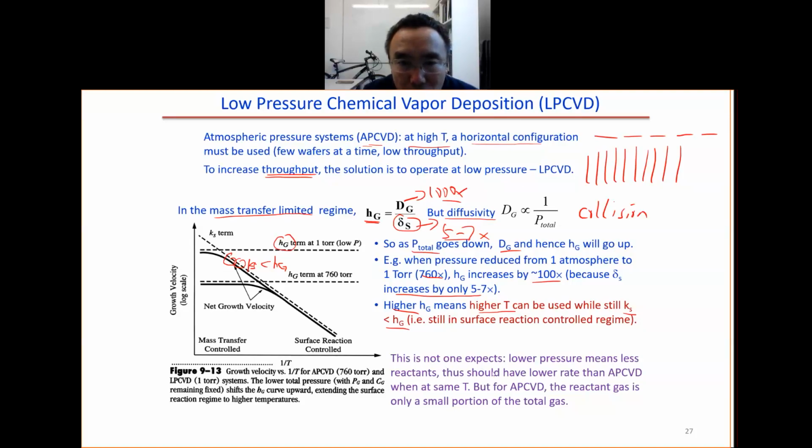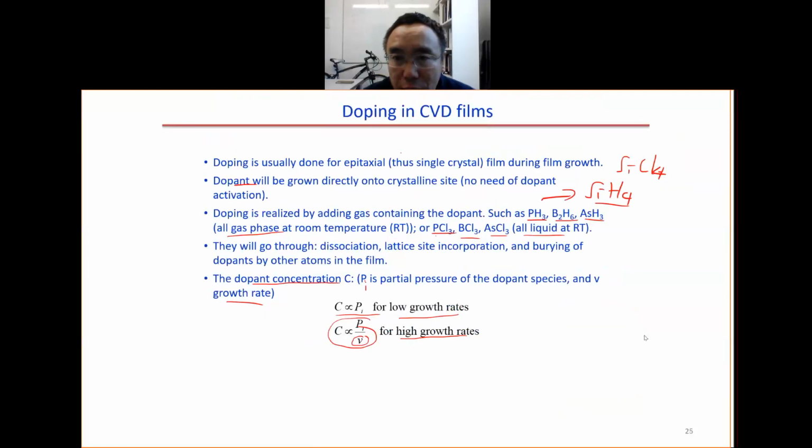So this is not what I expect. Lower pressure means less reactant, so that should have a lower rate than the APCVD, which has higher pressure at the same temperature. But for the APCVD, atmospheric pressure CVD, the reactant gas is only a small portion of the total gas, as we have seen in the previous slide.